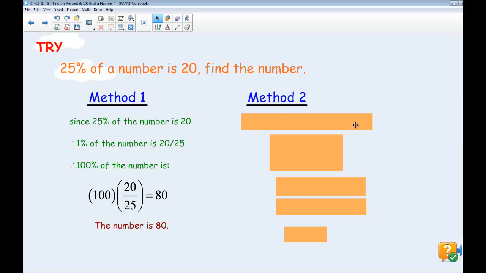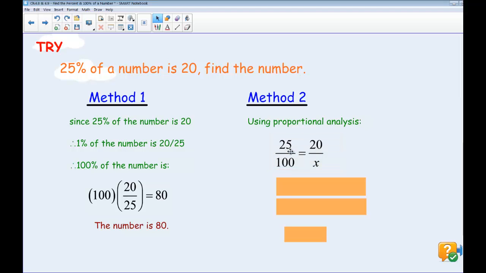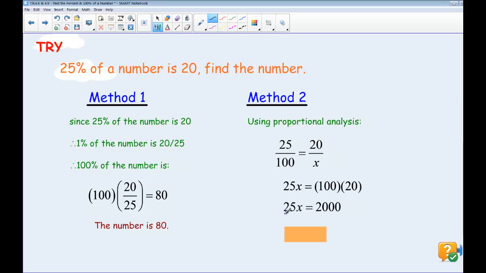Now using the alternate method, the proportional analysis way, we would set up a proportion for ourselves. So 25% is 25 out of 100, which should equal 20 divided by your unknown value, x. Cross multiply, so 25 times x would be equal to 20 times 100, like so. So 25x is equal to 2,000. We would then divide both sides by 25 to solve for x.